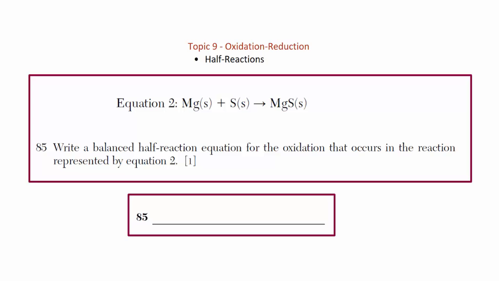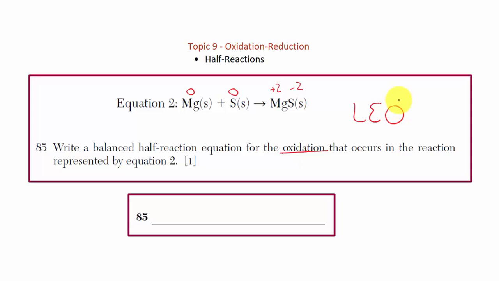And finally, question number 85. Write a balanced half reaction equation for the oxidation that occurs in the reaction represented by equation number 2. So here's equation 2. Before we can tell who's being oxidized, we need to isolate all the oxidation states of all the elements involved. Magnesium and sulfur, both being uncombined, have oxidation states of 0 on the reactant side of the equation. On the product side, magnesium is a group 2 element, so it's plus 2, and the sulfur then is minus 2, so they cancel out to have a neutral compound. So magnesium is going from 0 to plus 2. That requires a loss of electrons, and loss of electrons is oxidation.